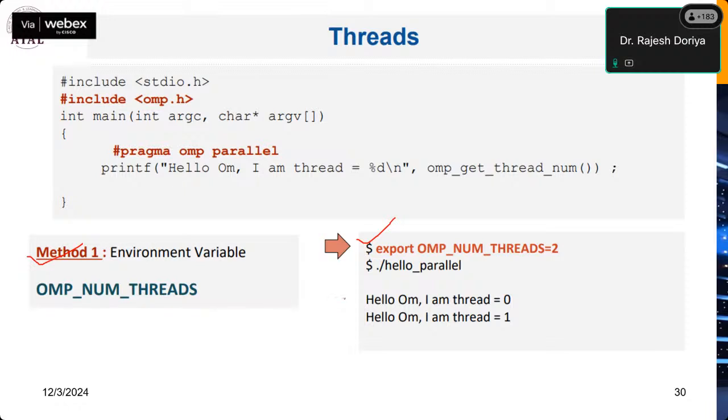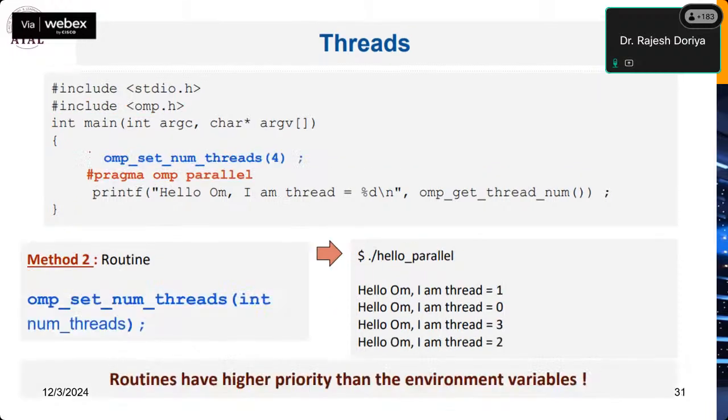Now this second way is by making use of a particular routine within the program. This is also one of the ways through which you can limit or set the number of threads. The routine is omp_set_num_threads. So let's say we have given 4 to this routine. So the maximum threads which are going to be allowed are 4 in this case.